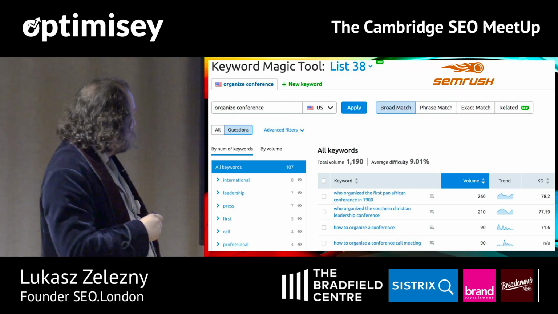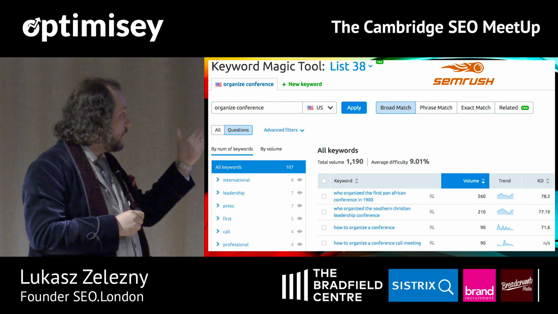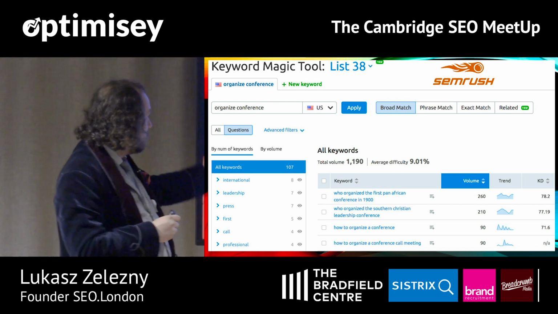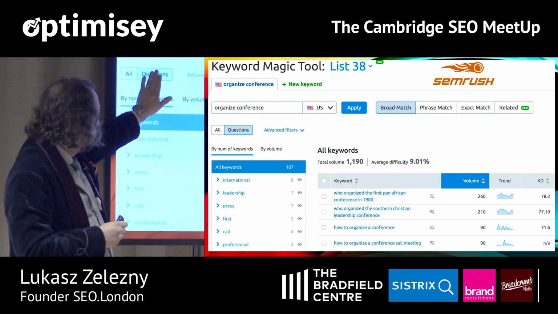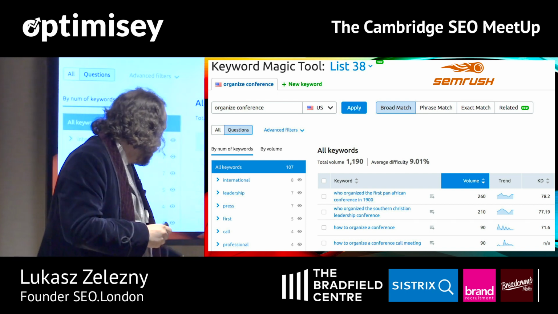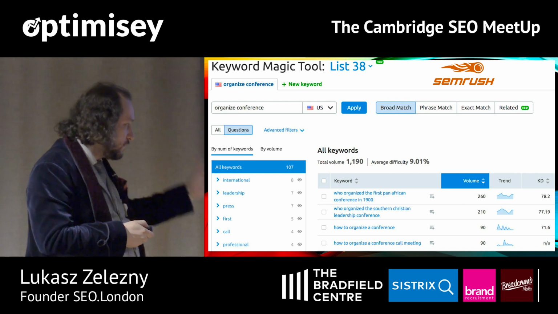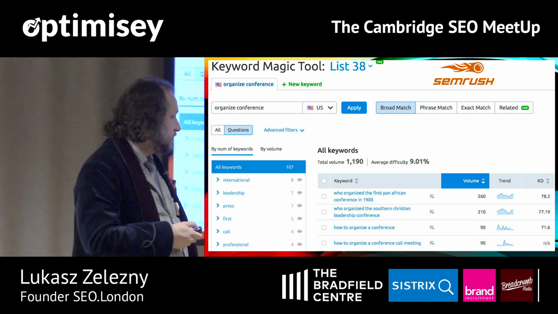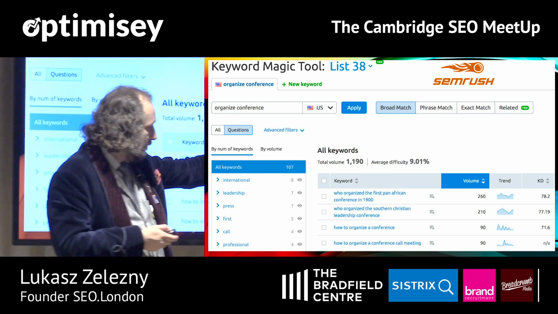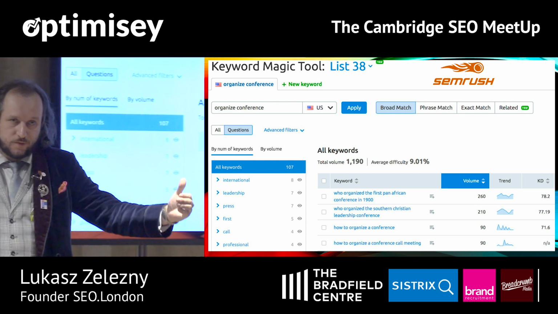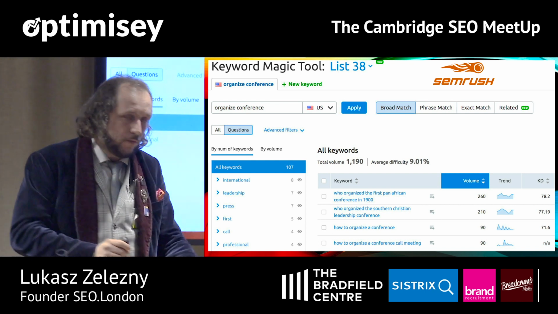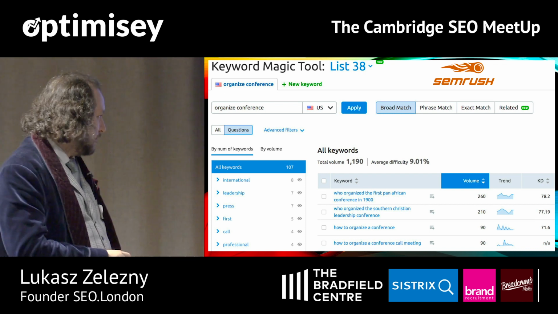So when we know that, we go to Keyword Magic Tool, and we can write organize conference, US, click questions, and we can see that questions start appearing: how to organize a conference, how to organize a call meeting, and so on and so on. We have search volume, we have keyword difficulty. Bigger search volume, more popular keyword. Smaller keyword difficulty, easier to rank.